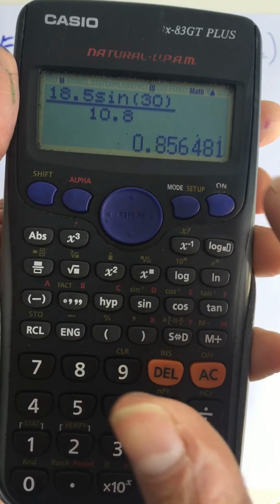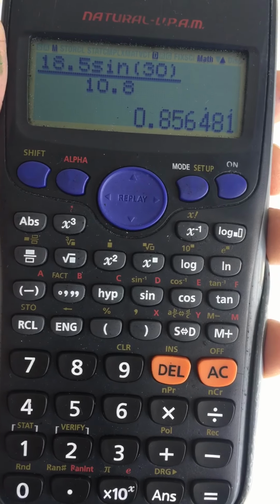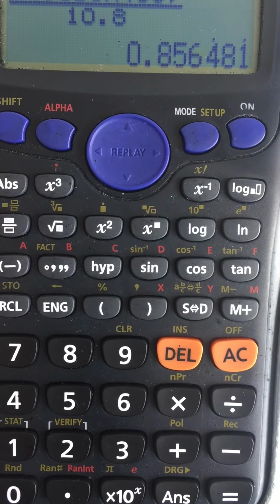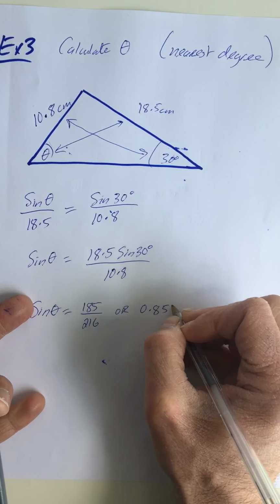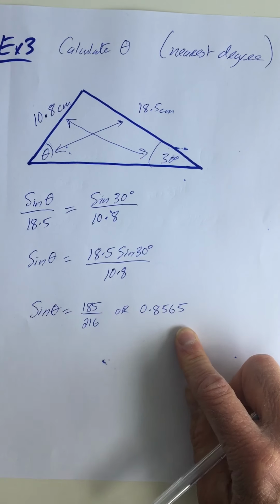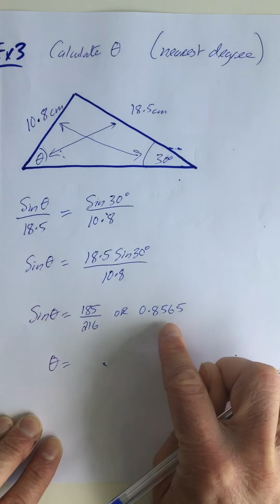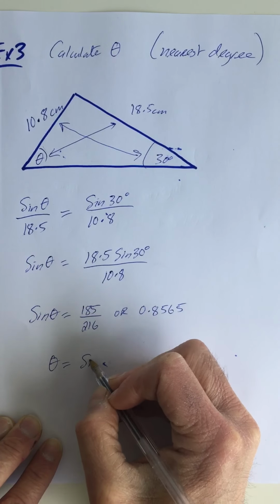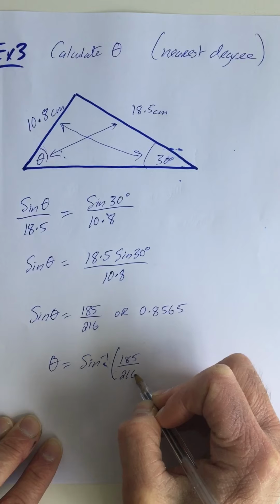However, if you're going with decimals, I want you to leave a load of decimals in, at least 4 decimals to keep it accurate. So it's 0.85648. I'm going to put 0.8565. So at least 4 decimals if you're going to leave it as decimals, because we're not finished yet. Now, to get theta, that's what sine theta is equal to. To get theta, we have to get rid of a sine by getting the sine inverse of 185 over 216.